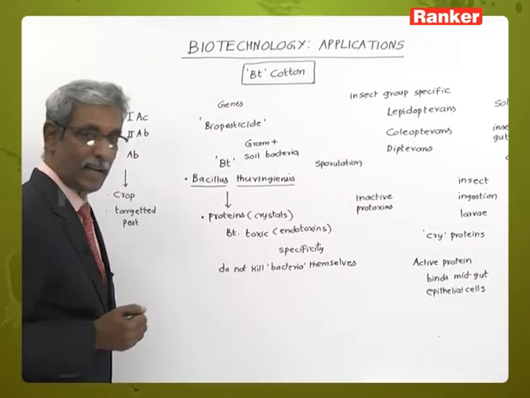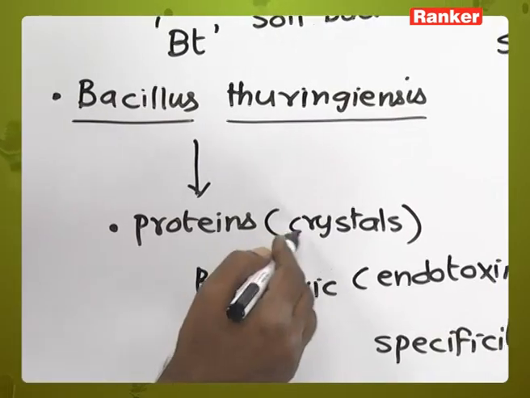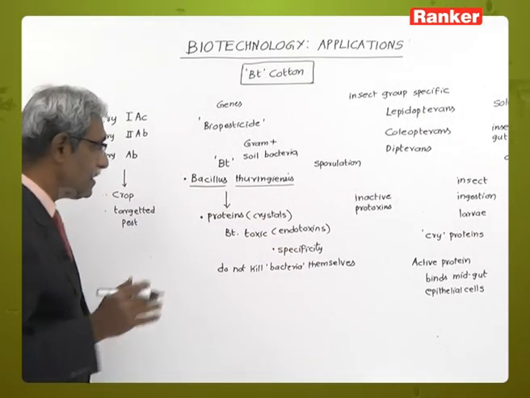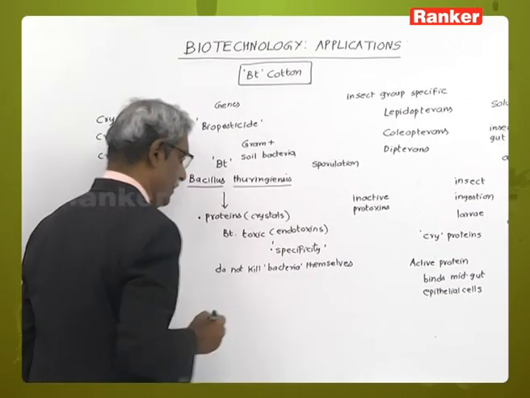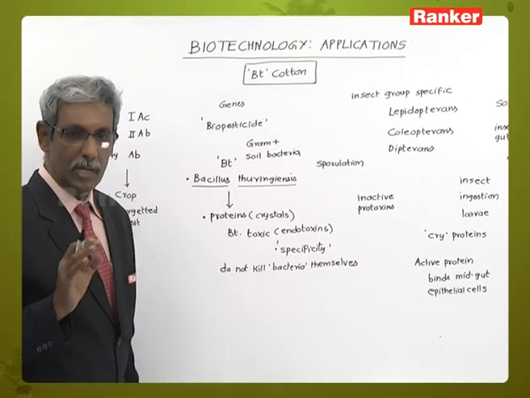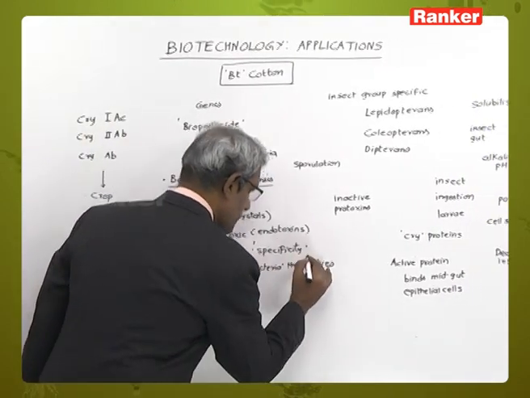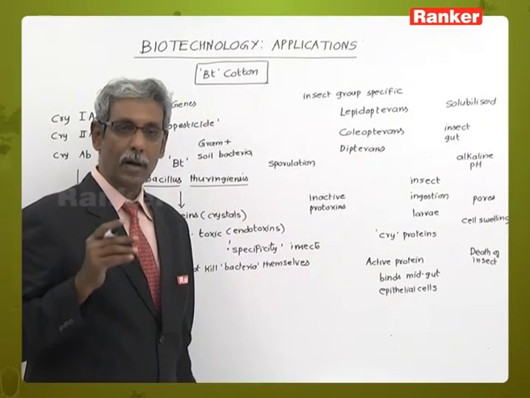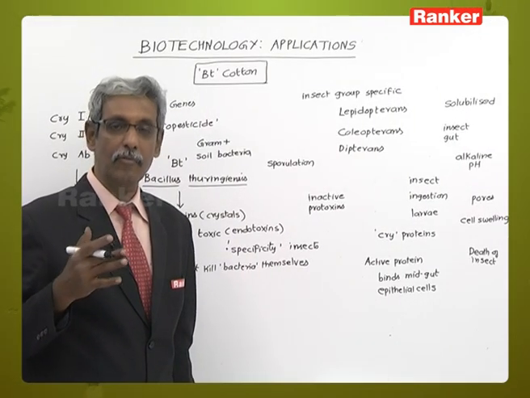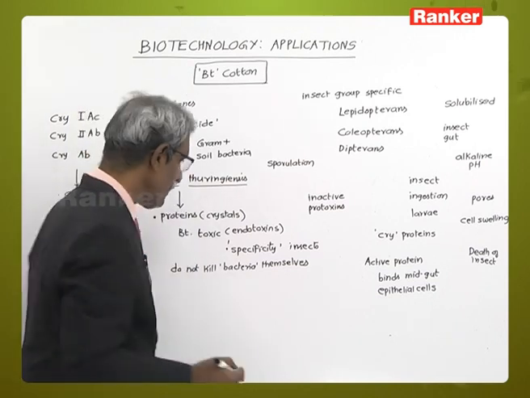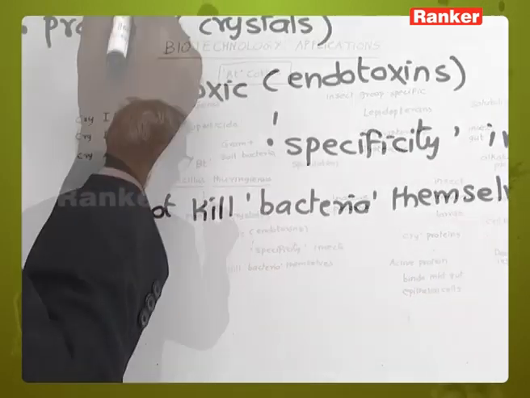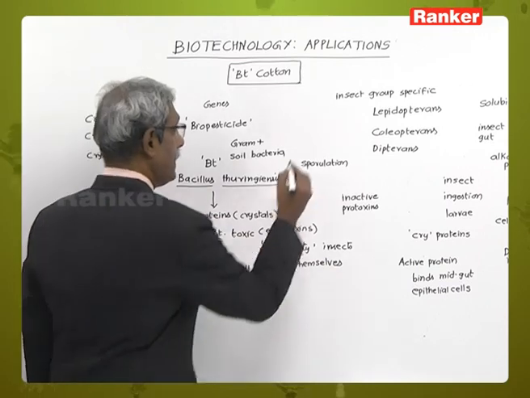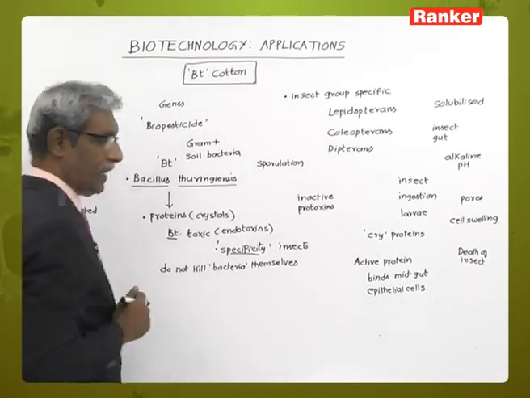These proteins are just like crystals, and these proteins or crystals are specific to certain insects only. They show high specificity. The proteins are highly specific to certain groups of insects, not all insects. That is why Bacillus thuringiensis has limited applications as a biopesticide. Since BT produces proteins which show specificity, BT is insect group specific.